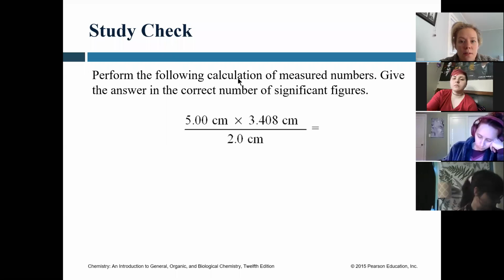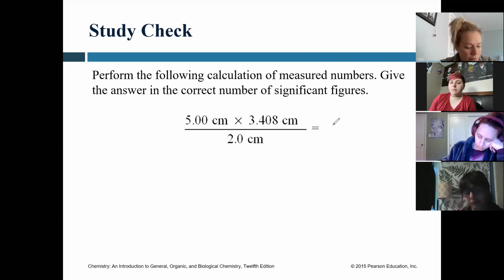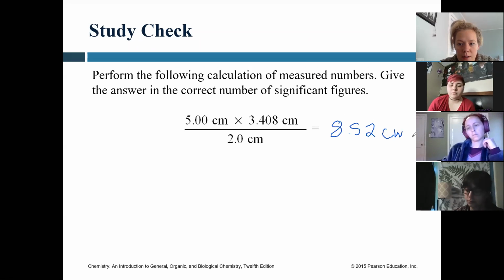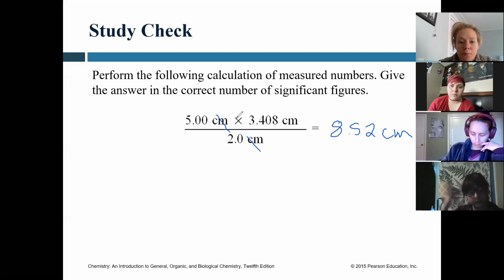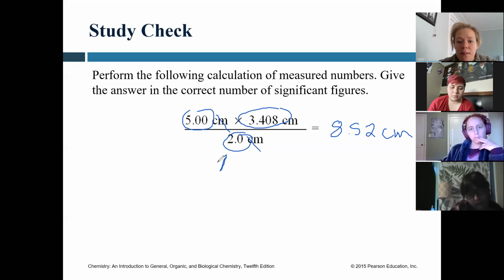Okay, so when you run this through your calculator, you should end up getting a value of 8.52 centimeters. The units are centimeters because one of these centimeters cancels with one of these centimeters, so you just have a unit of centimeters. But this has 3 sig figs. This has 3 sig figs. This has 4 sig figs. This has 2 sig figs. This becomes my limiting significance.